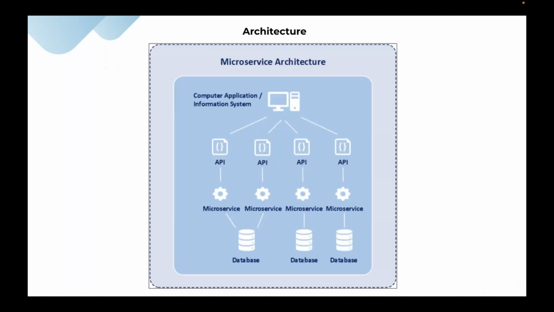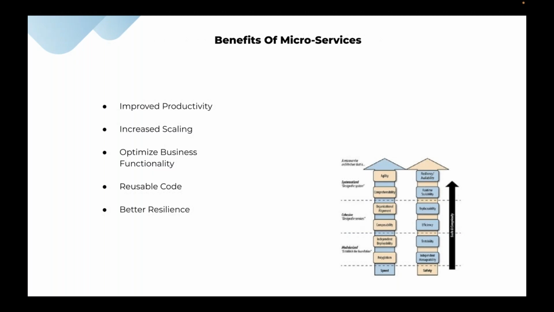Moving on, as you can see, this is a very basic architecture wherein we have a computer application and the API calls that are run for different microservices, which are connected to a database. So this is a very distributed architecture. It is not completely dependent, and if any failure occurs in the first API call, the second, third, and fourth will not be affected. Now let us look at some of the benefits of microservices that we can avail.